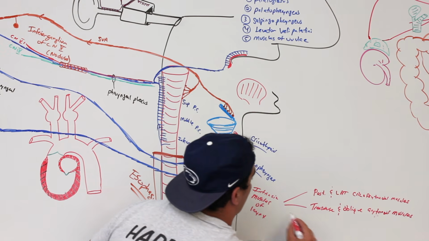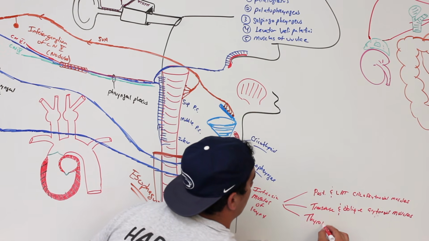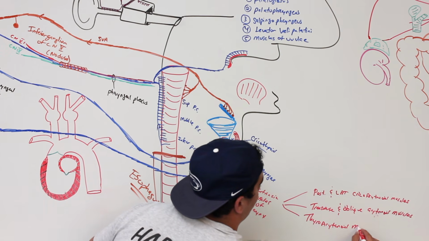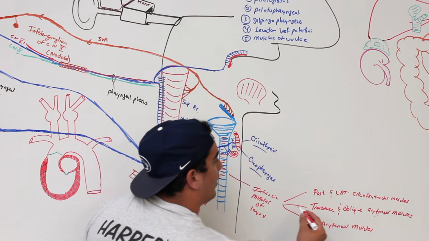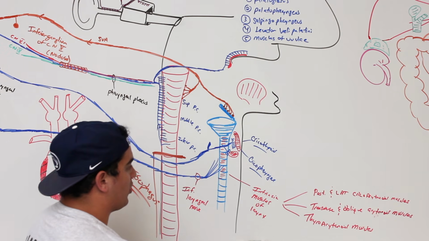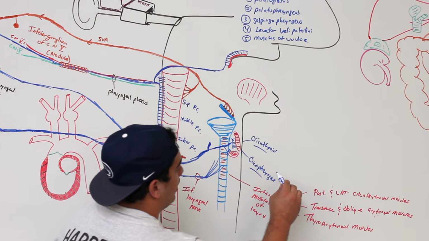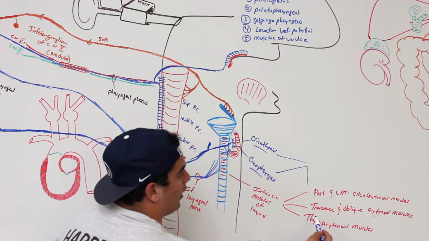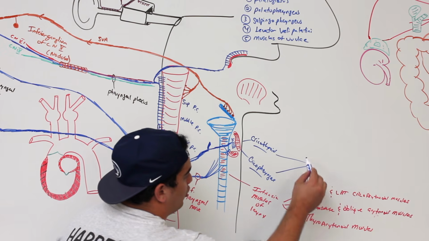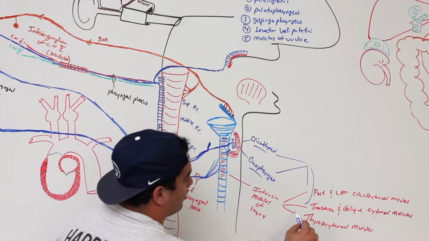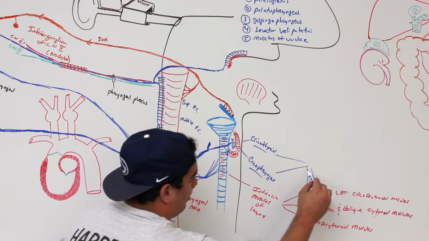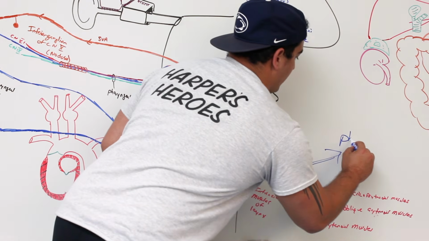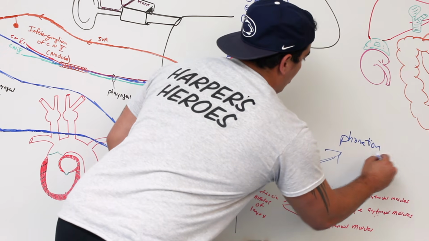And then you even have the thyroarytenoid muscles. Why am I mentioning all of these? Because all of these muscles are involved within speech production. So which muscles are involved in speech production? The cricopharyngeus, the cricothyroid, the posterior and lateral cricoarytenoid muscles, the transverse and oblique arytenoid muscles, and even the thyroarytenoid muscles. What are they all involved in? They're all involved within phonation or speech production.